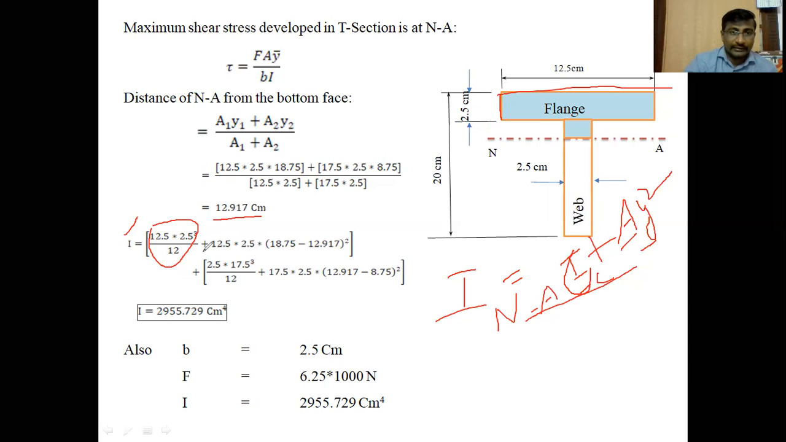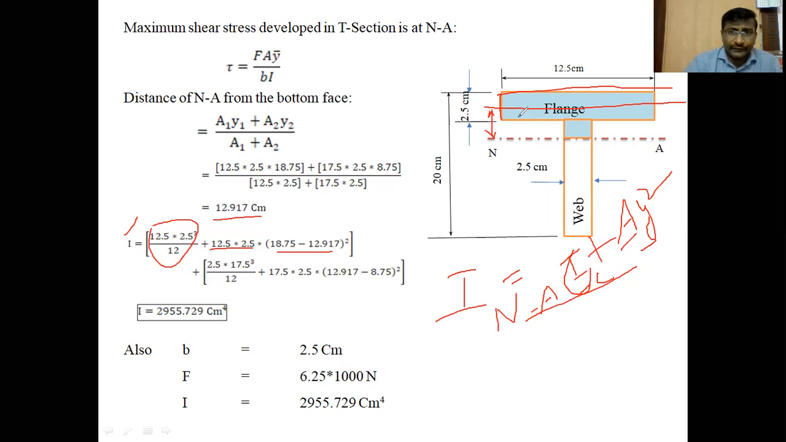Plus, to shift to the neutral axis, plus the area of that flange, 12.5 into 2.5, into y. What is this y? Y means the distance of the center of gravity of that flange from the neutral axis. We are shifting the moment of inertia of that flange about its CG to the neutral axis, so it is the distance between these two axes.